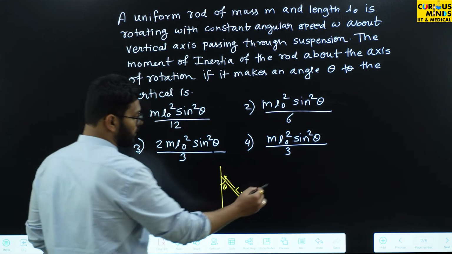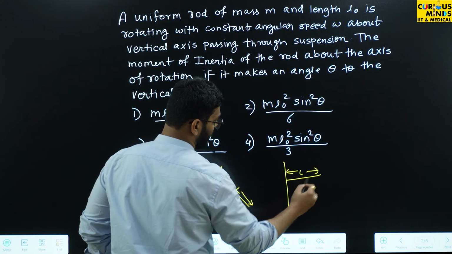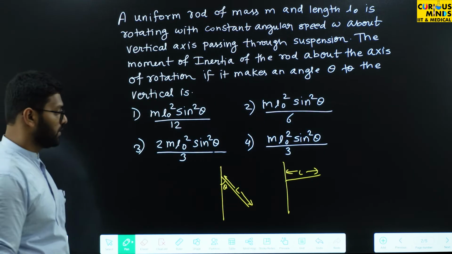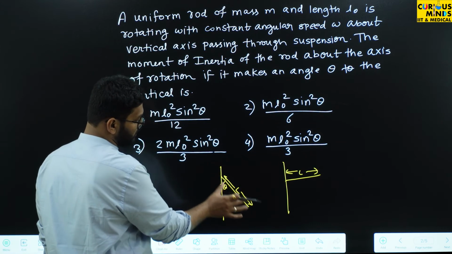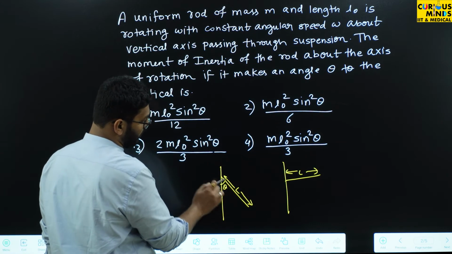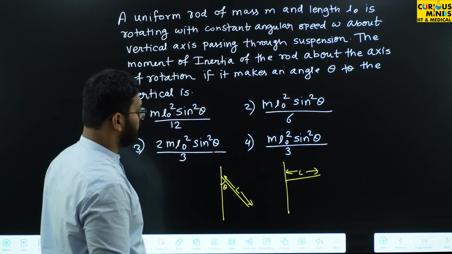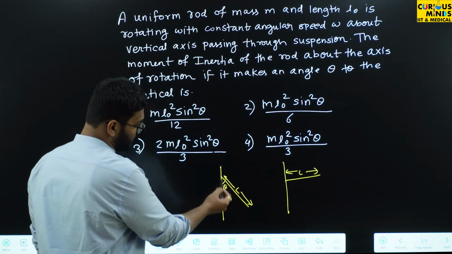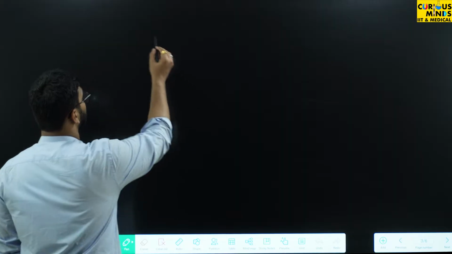We know for a rod rotating like this with the length L, the moment of inertia is ml square by 12. That we know already. So that is easy. But what will be the moment of inertia if the rod is made at an angle theta with respect to the vertical? So how will you find that? Let's look at this. If the rod is making an angle theta with the vertical, then what will be the scenario?